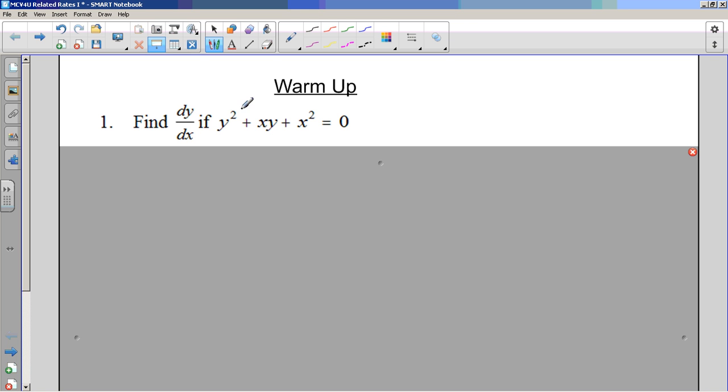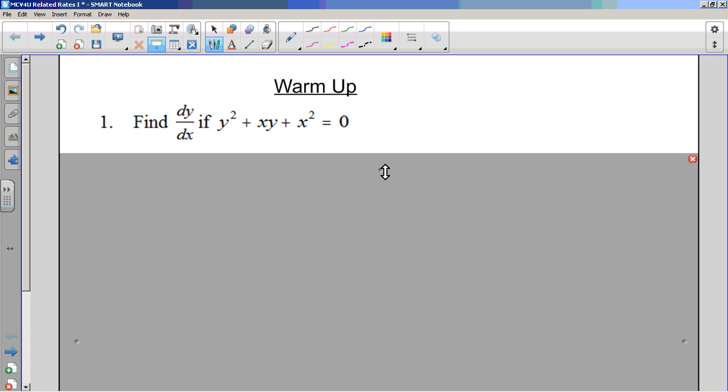The warm-up here, hopefully you've tried it, is back to implicit differentiation. Today we start a couple of days on a topic in calculus called related rates, and we'll see that it kind of goes with implicit differentiation. So there was a warm-up question there, and hopefully it wasn't too bad.